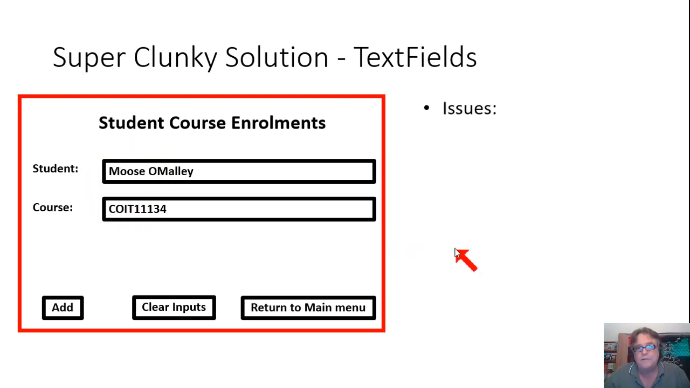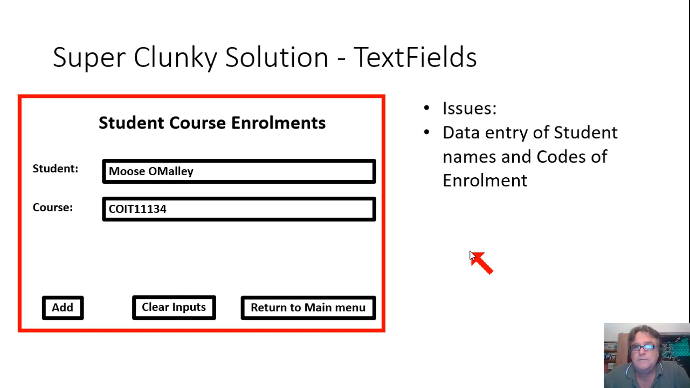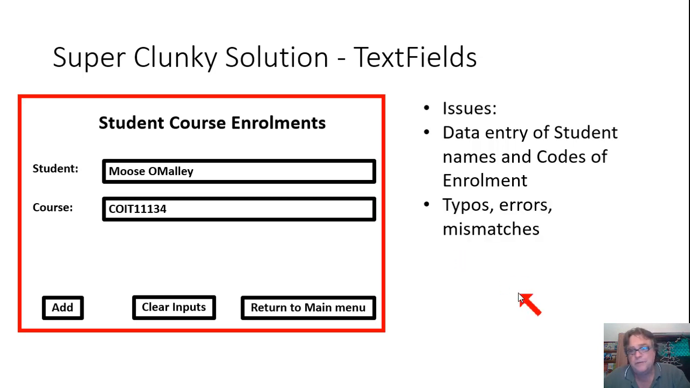There's a whole range of issues. For example, you've got to do data entry for student names and codes for enrolments. What if you make typos, errors, mismatches? What if you misspell names? What if you get the course code wrong? What if you're supposed to enter a name here and someone enters an ID? Or what if you're supposed to enter a student ID and someone enters a name? Do you then try and find out what the ID is from that name? What if they've spelled it wrong? You can see the issues become compounded very quickly.